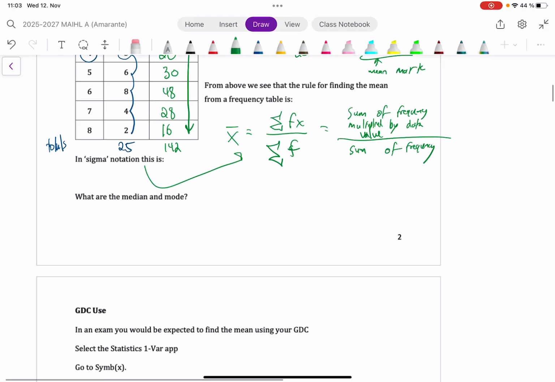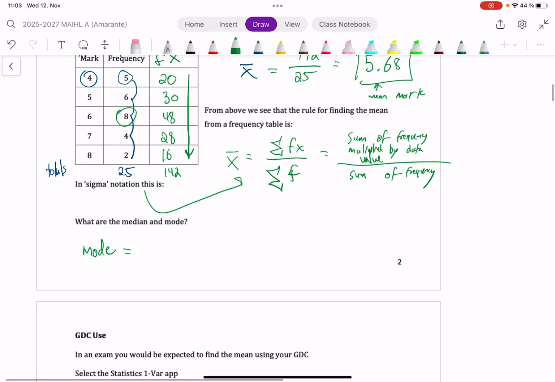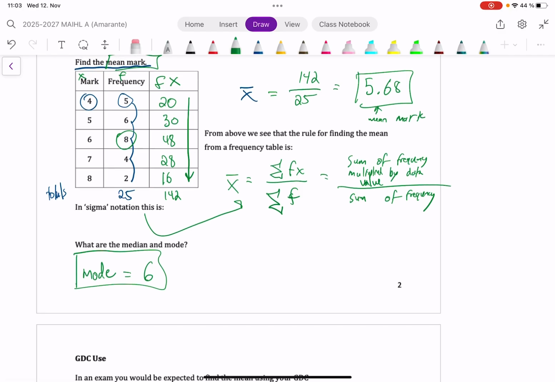And so then here it says, okay, well, what are the median and the mode of this data? The easier one to pick out from this data is the mode. Mode is most common. I see 6 has the highest frequency, so 6 is the mode for sure. Median, I need to do some work to figure it out.